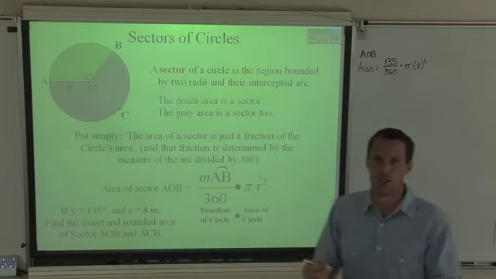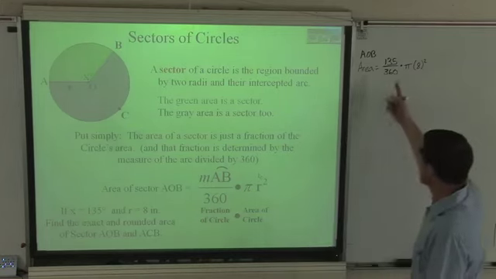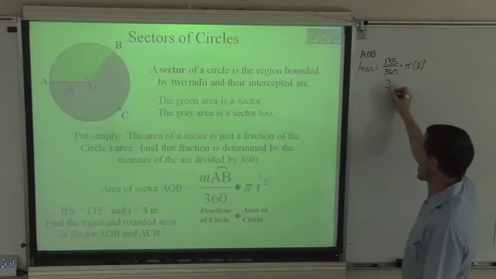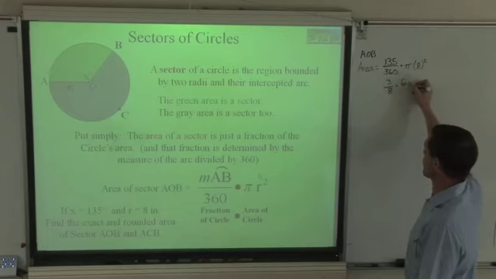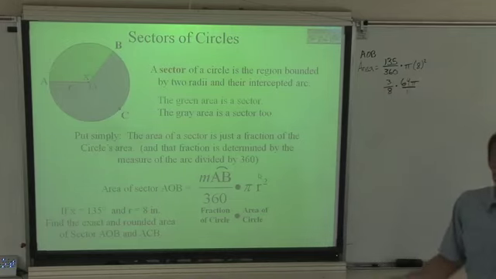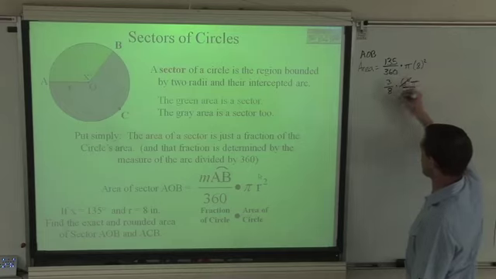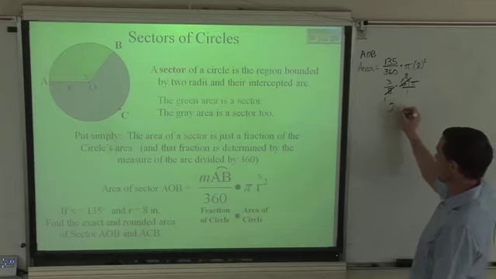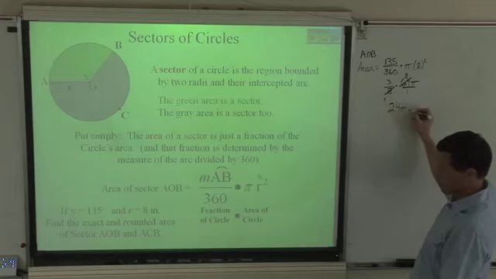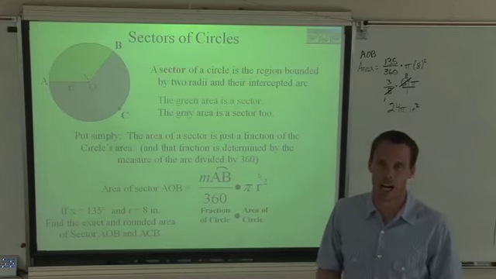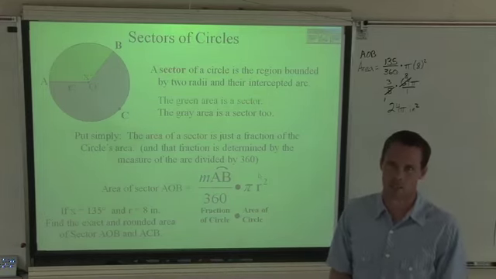Now, it is important that we reduce this fraction to help us understand. Using our calculator or our mental math, we can reduce this to 3/8 times 64, that's 8 squared, pi. Now we're going to put that over 1 so that we can reduce the fraction. 64 reduces with 8 to become an 8. 3 times 8 becomes 24 pi. And 24 pi inches squared becomes the area of the green sector.